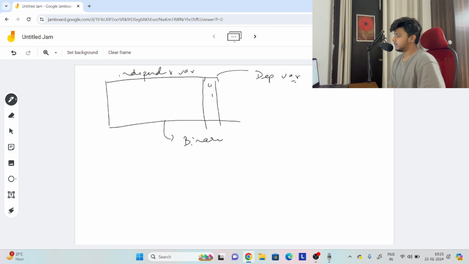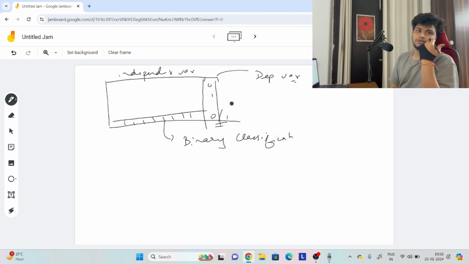You have to build a model that takes a new data point, which will have this number of features, and on the basis of those features it will put that particular data point either in the 0 category or in the 1 category. This is the problem statement that you have in your hand.